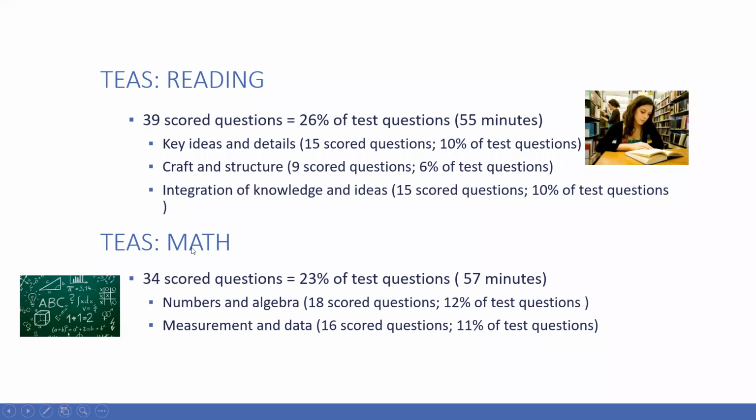Okay, the second section is the math. That is 34 scored questions, 23% of the total test questions, and you're allowed 57 minutes to complete this section. The subcategories are numbers and algebra and measurement and data. A calculator is built into the system. It's sort of a drop down that you can use at any time during the test, but definitely for this math section. You will not have a handheld calculator. You won't be able to use your phone as a calculator or anything like that.